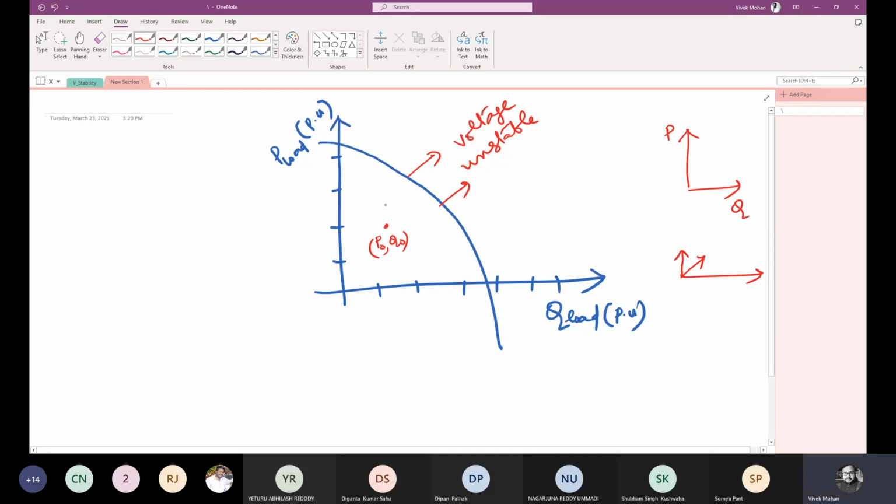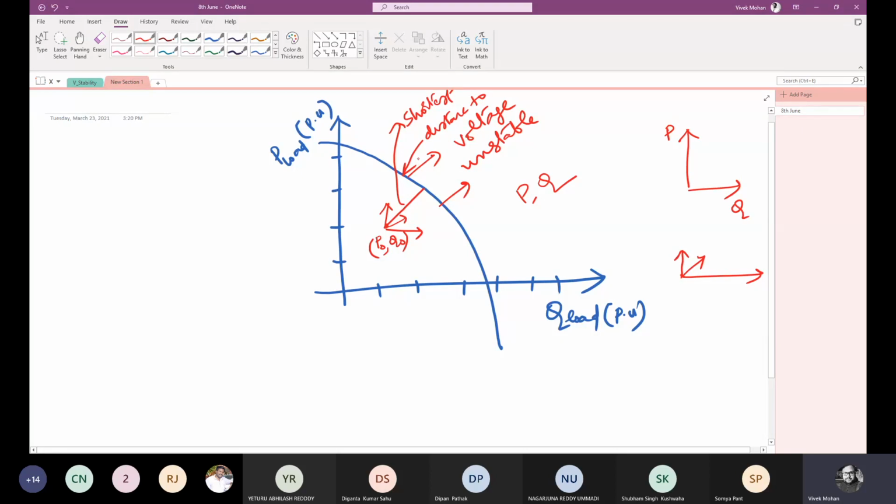So the direction of loading is also important here. It can be increased in this direction or this direction or in any direction, according to the increase in P and increase in Q. Now to find the shortest distance to this surface, this is a surface in the PQ plane, right? So we need to find the shortest distance to this surface.